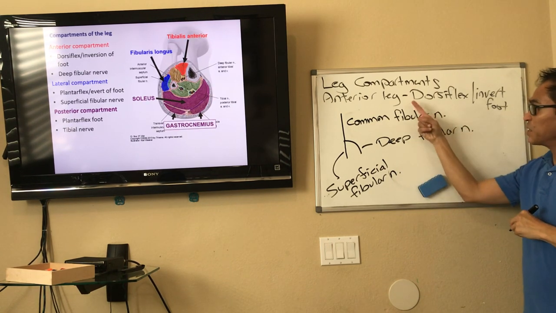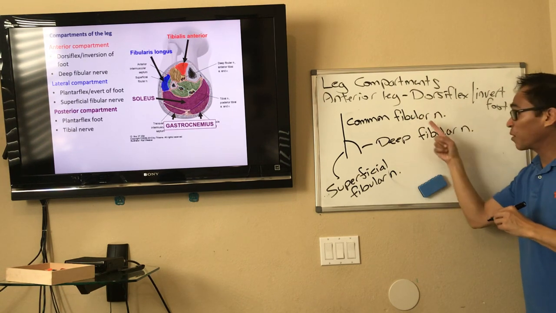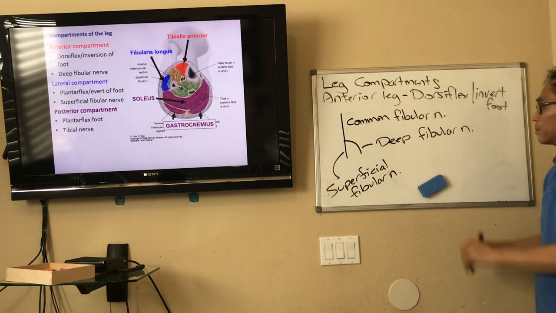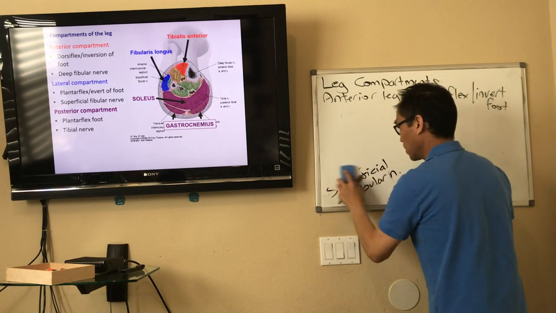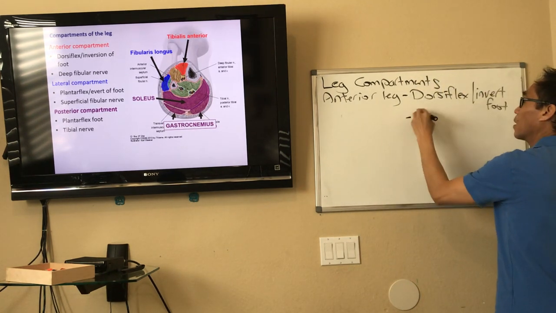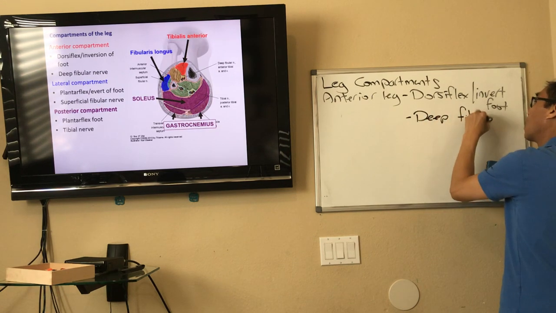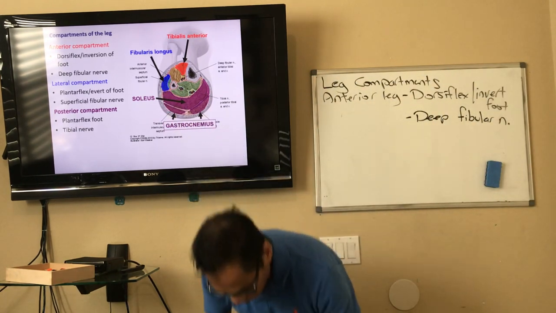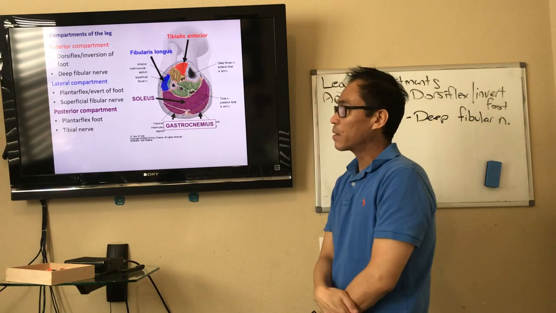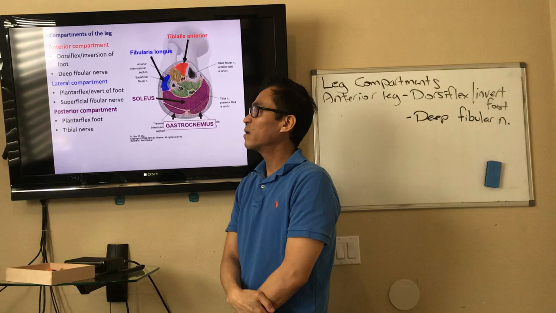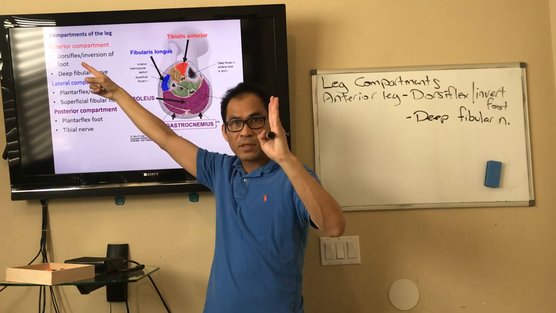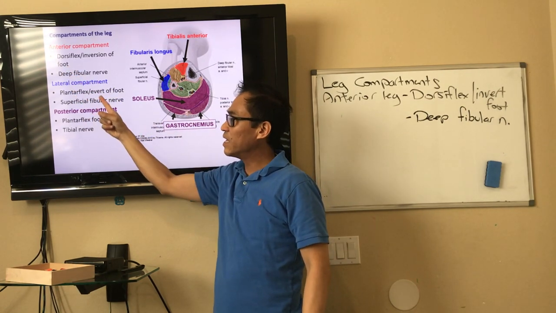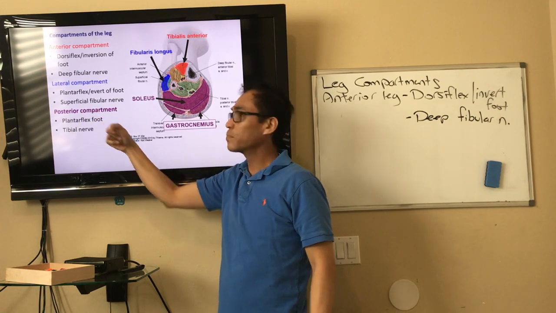Okay. So the anterior leg, the muscles that dorsiflex and invert foot are innervated by the deep fibular nerve. So know that. So the lateral leg, think fibula. Muscles in that compartment can plantar flex and evert foot. Dorsiflex is like sticking your toes up in the air. Plantar flex is like pointing your toes down, as in standing on your tippy toes. And so you can plantar flex and evert foot, and that's the superficial branch.